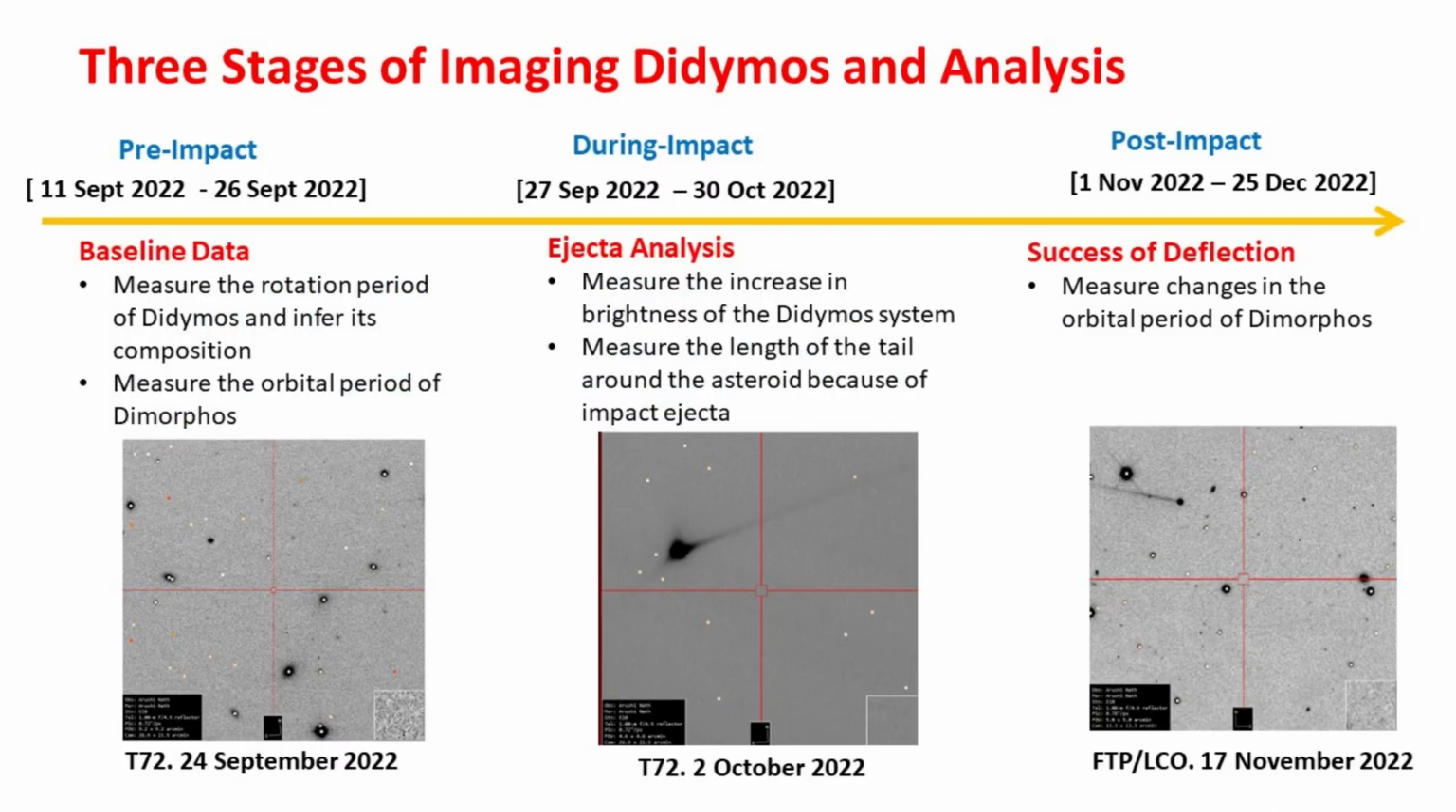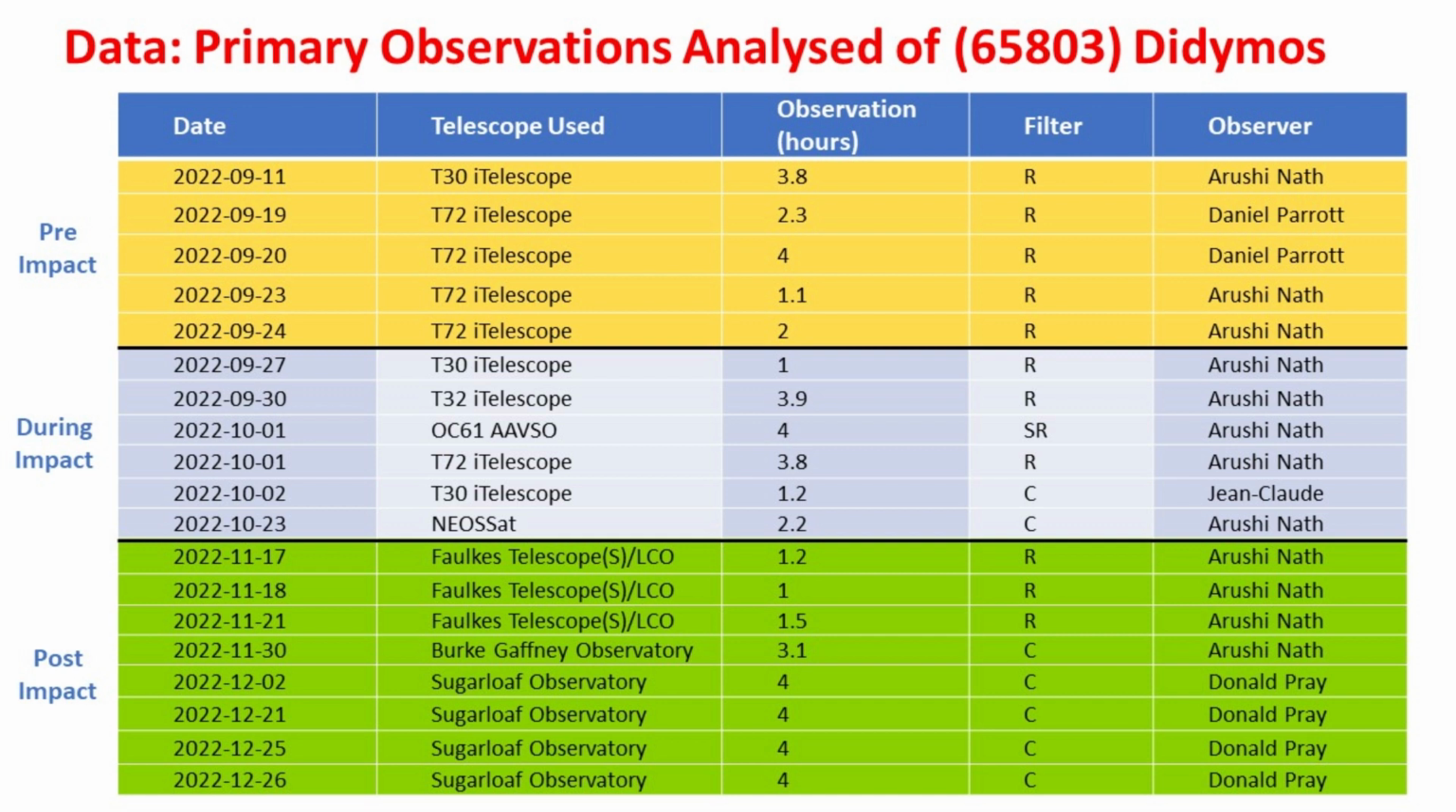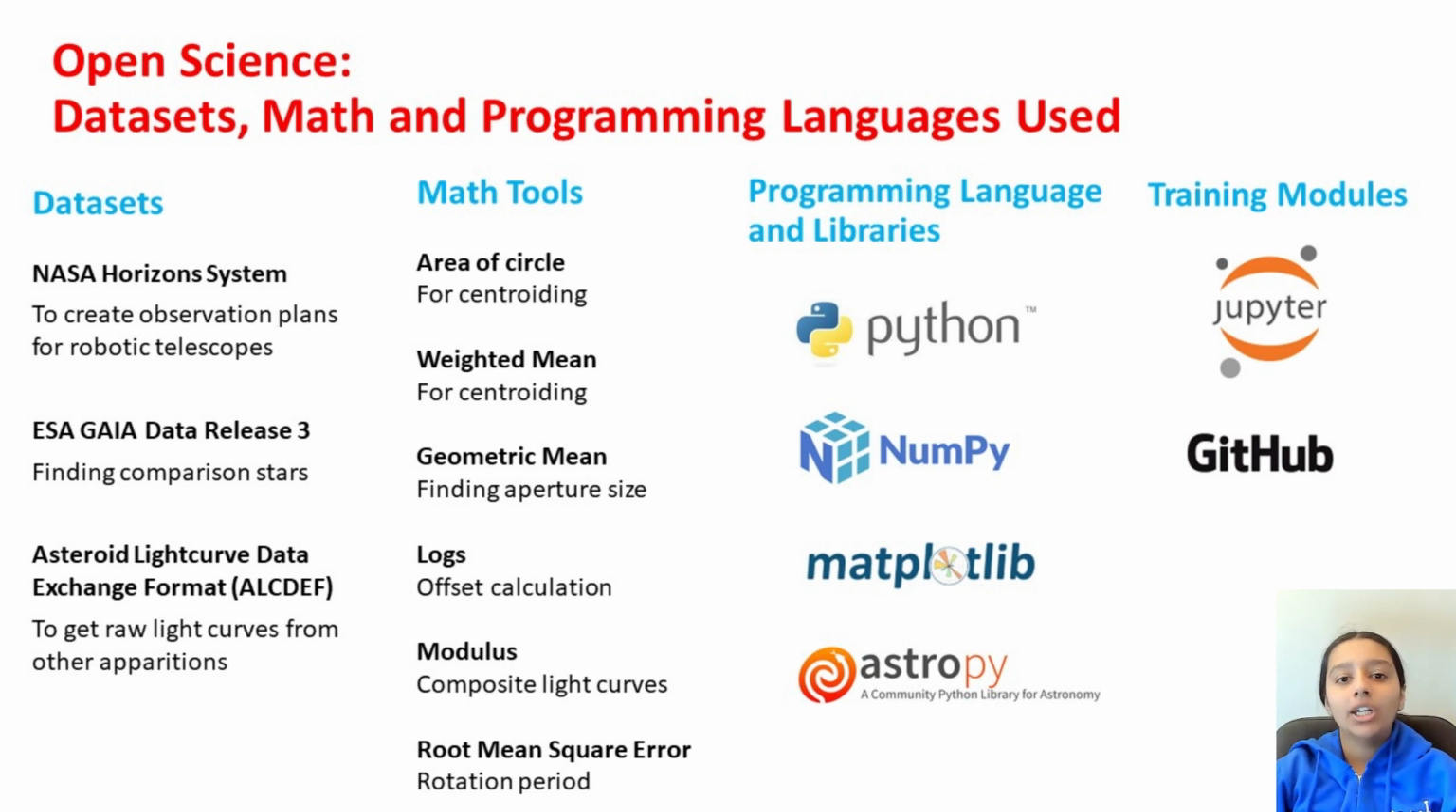I observed Didymos in 3 different stages: pre-impact, during impact, and post-impact. This allowed me to get a solid baseline of the asteroid system and see how it changed post-impact. In whole, I got over 40 hours of observations, and combined my observations with those of a few other astronomers. I fully coded my algorithm in Python and made use of libraries such as AstroPy and Matplotlib. I queried several open datasets, for example, the NASA Horizons dataset to create observing plans, and the Gaia dataset to find comparison stars. But the best part was the maths.